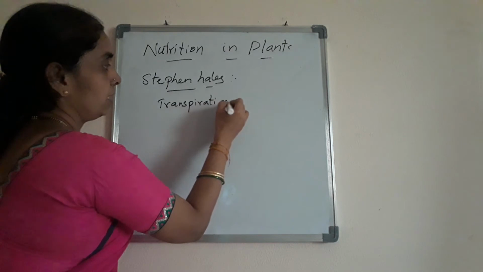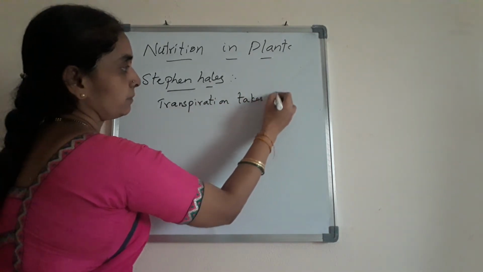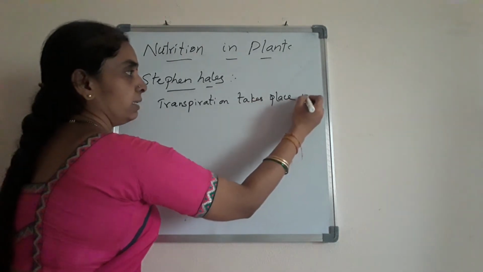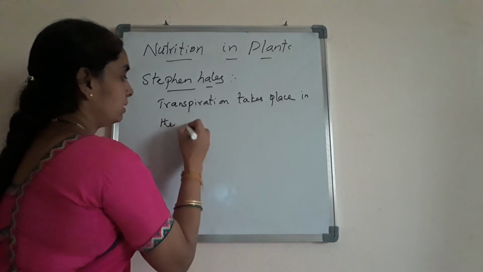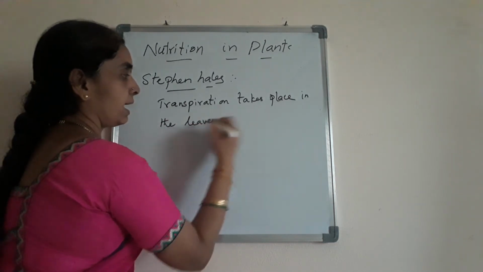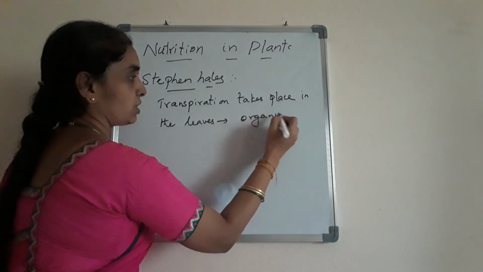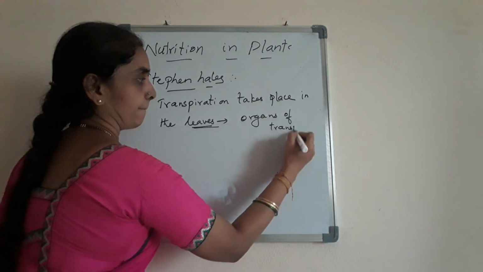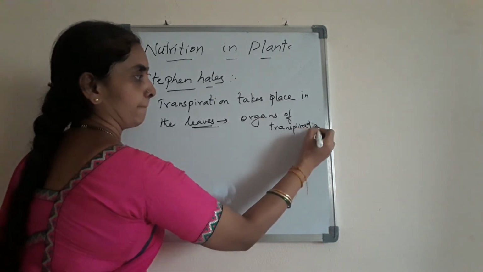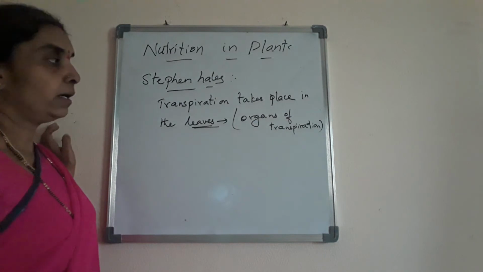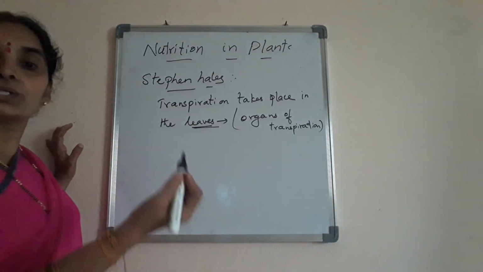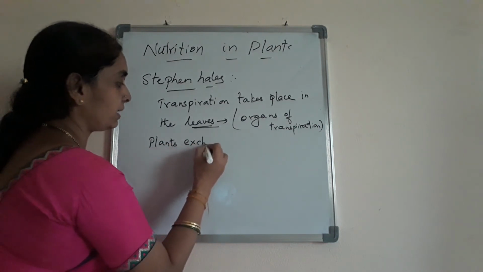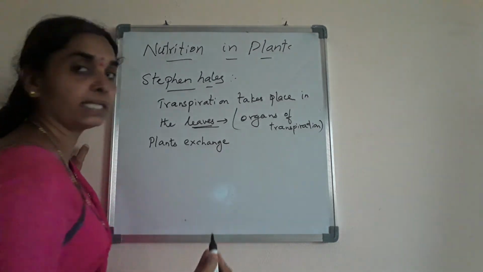Transpiration takes place in the leaves. So he said that they are the organs of transpiration. Leaves are the organs of transpiration. He also added that plants exchange gases. What do they take in? Plants take in carbon dioxide and give out oxygen.